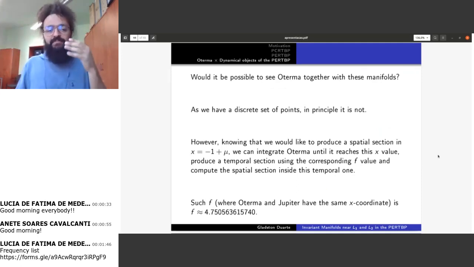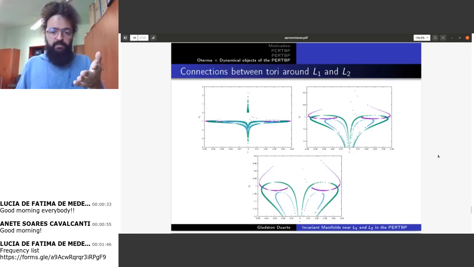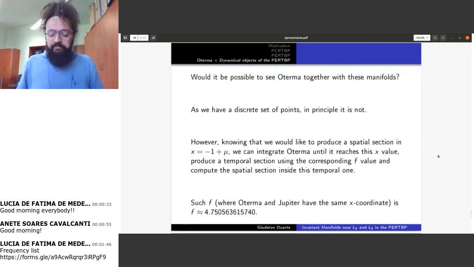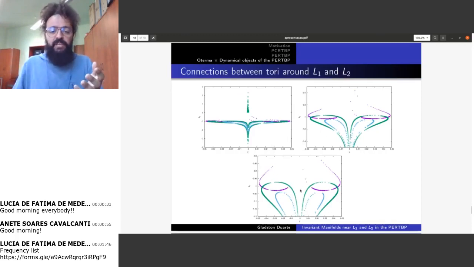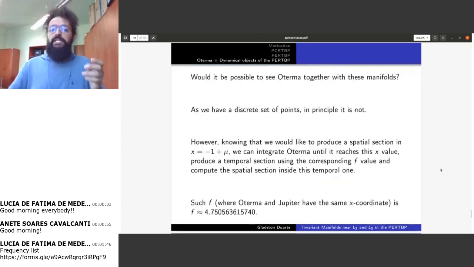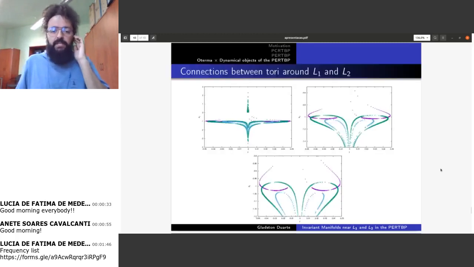We are not happy yet because, well, if someone looks at these, and so what? We see Oterma here together interacting with these manifolds. Okay, I see there are intersections and no intersection behavior, but I still cannot see Oterma here. Would it be possible to see Oterma? I will go back a couple of slides.